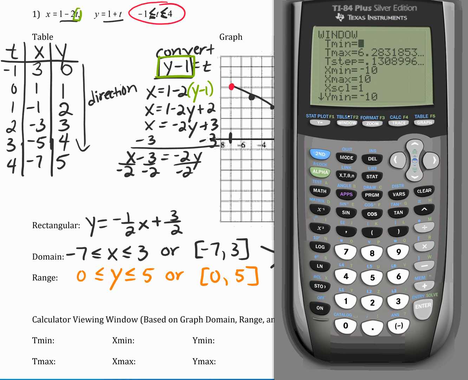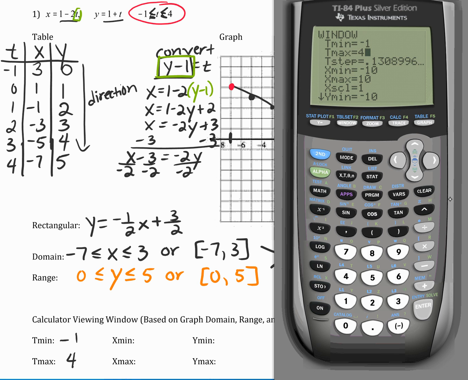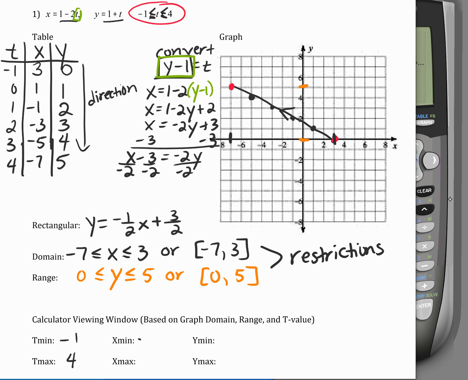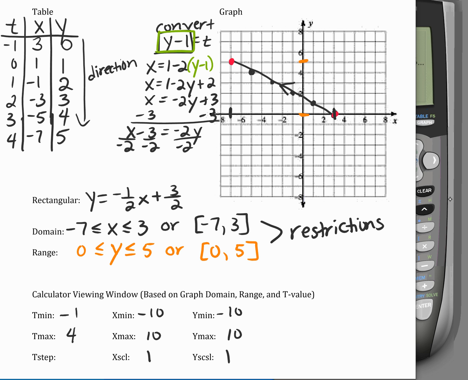Now we were given a t minimum and a t maximum. We were given -1 to 4. So I'm going to include that here. And based on the domain and range from our graph, we can use the domain and range that are given. We can keep it -10 to 10. I'm actually going to keep it -10 to 10, just so I can see the way it's showing up on the graph and kind of match it up here. I mean, the graphs that we are on go from -8 to 8, but that doesn't really matter. Scale of 1. If we leave it -10 to 10 now, we don't have to make any changes.